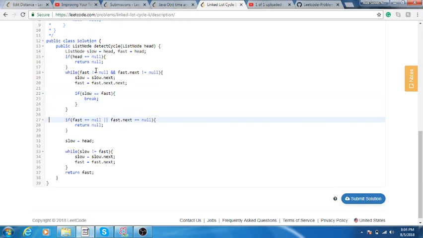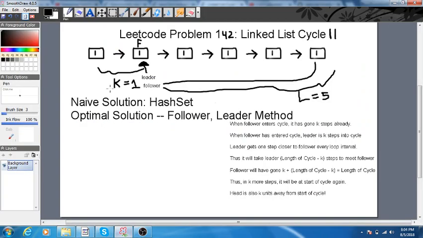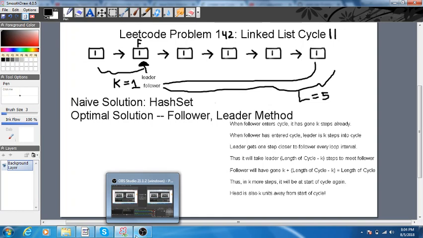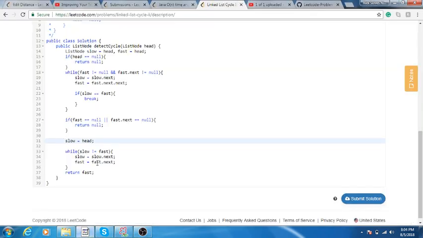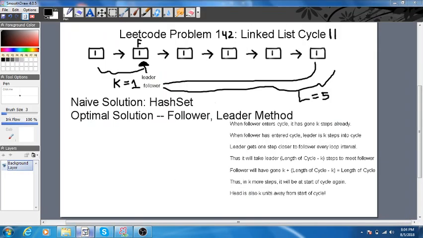Now we check if our fast is null or if fast.next is null. This will indicate that there is no cycle and that it just ran out of nodes. We'll never get fast.next equals null or fast equals null if it is a cycle. Now what we do is we set our slow back to our head, like what I did back here. I set the variable here back to here. And then we just keep moving everything by 1 until our slow and our fast are the same. And then we return that value.